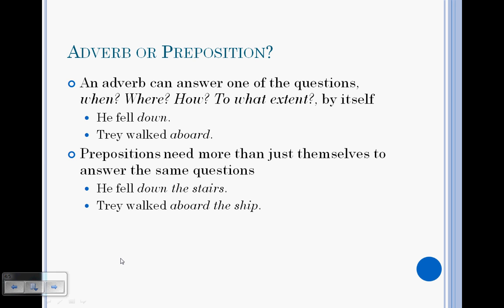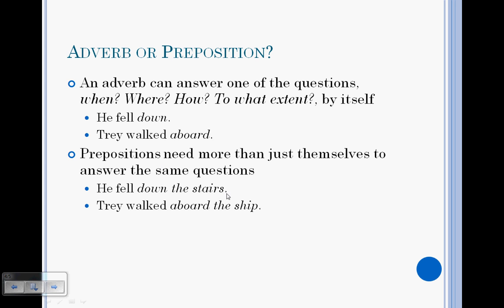Again, I said that prepositions have to be in prepositional phrases or they are no longer prepositions. Most likely they become adverbs. Here are some examples. We have he fell down. Down in this sentence is by itself. It is an adverb. It is telling us where he fell. If we add the stairs to the end of that, it then becomes a prepositional phrase and down turns into a preposition.